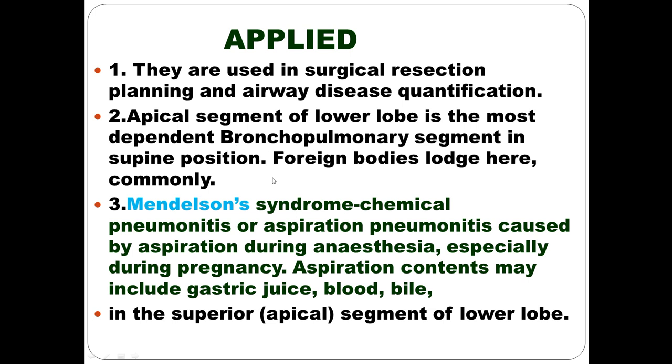So foreign bodies lodge here commonly. Then there is a condition known as Mendelson syndrome, also known as chemical pneumonitis or aspiration pneumonitis, that is caused by aspiration during anesthesia, especially during pregnancy. The aspirated contents can be gastric juice, blood or bile, and they are in the superior or the apical segment of the lower lobe.